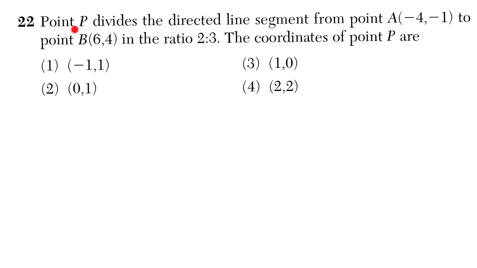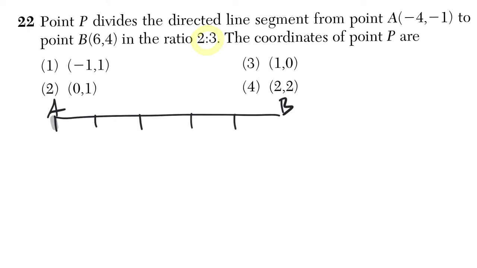Question number 22. Point P divides the directed line segment from point A to point B in the ratio of 2 to 3. The coordinates of point P are what? Well, the first thing that I'm going to do is sketch out this segment, and I know we're going from A to B. And I notice, and this is really important, that it's a ratio of 2 to 3, meaning there's a total of 5 parts. So we got 1, 2, 3, 4, 5.